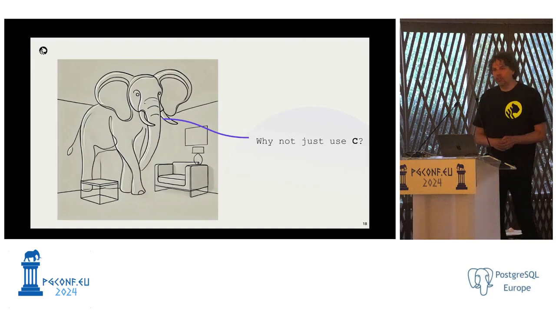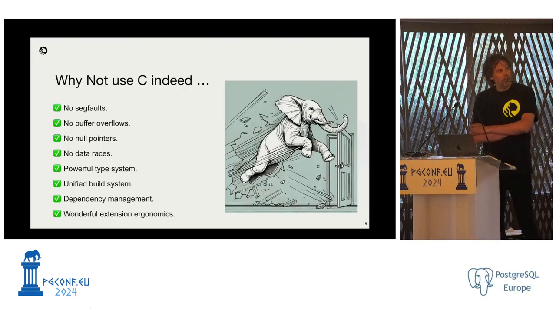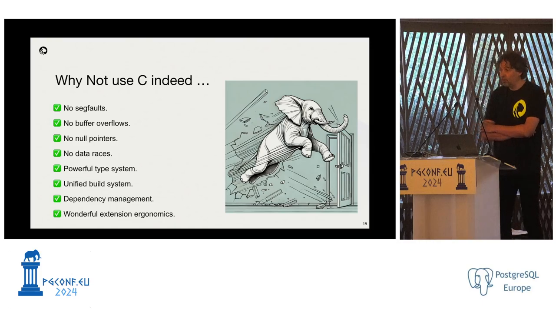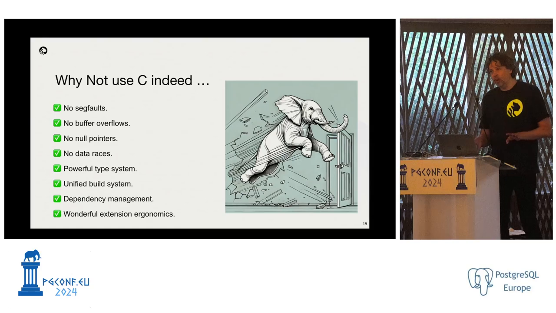So I suppose one of the big questions is, why not just use C? I'm going to answer this now, then I'm going to come back to it later. If you're using PGRX and things compile and you get them into the database, then you, in theory, won't have any seg faults, buffer overflows, null pointers, data erases. You get a powerful type system that you wouldn't otherwise have with C. You get a unified build system for your extensions. You get dependency management through cargo, so you can pull in many, many extensions that we'll look at later. And I think you get wonderful ergonomics. So for me, it's a really great developer experience.